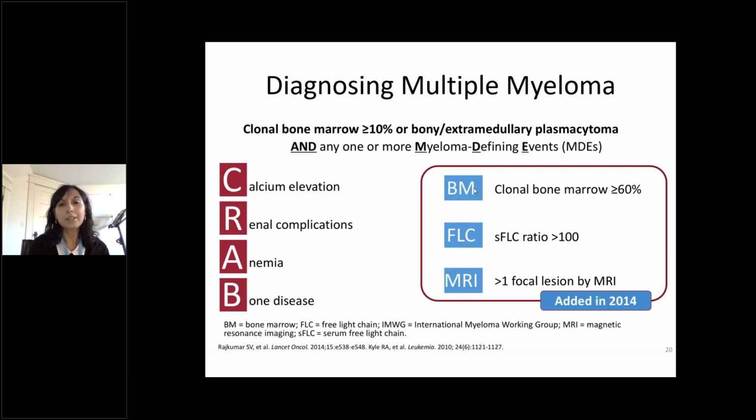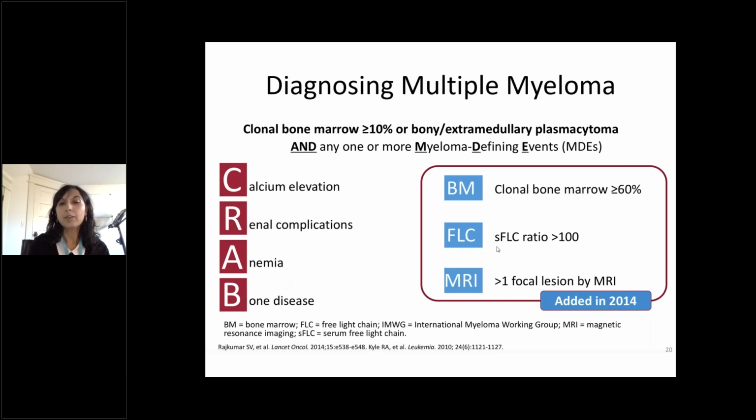So if there's more than 60% plasma cells in the marrow, even in the absence of the CRAB criteria, we would likely recommend treatment just because the risk of developing one of these CRAB features is so high, and we want to try to maybe intervene before someone ends up really unwell.